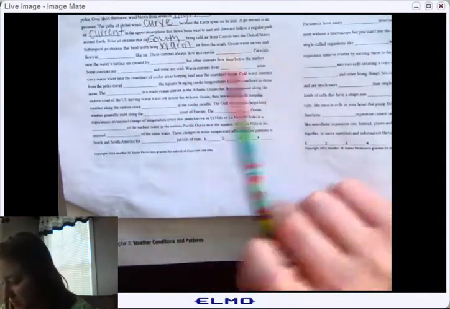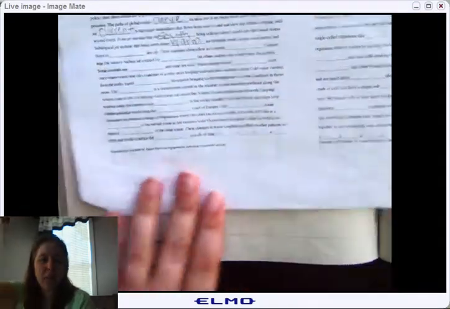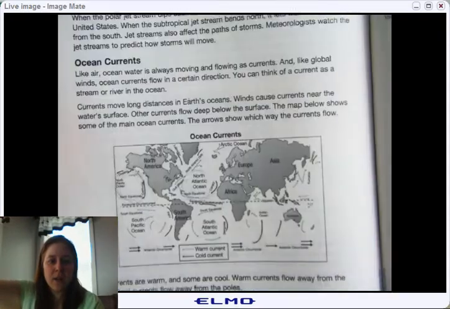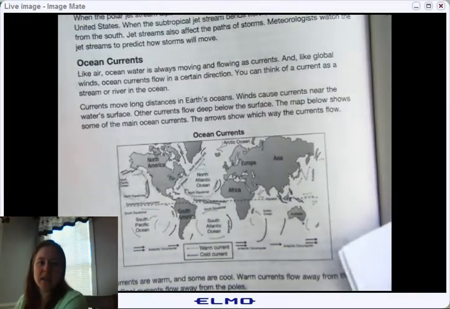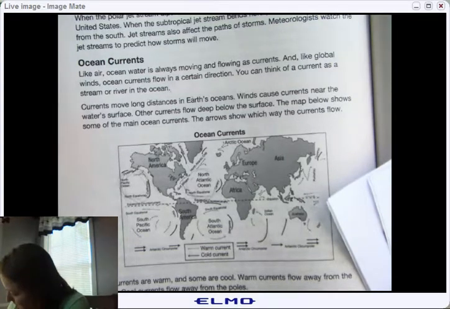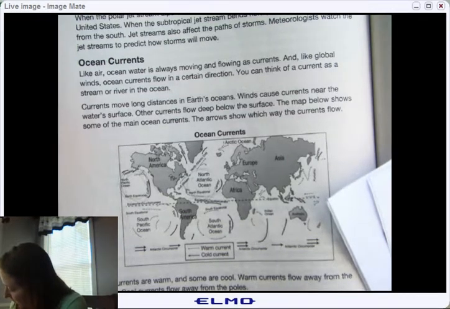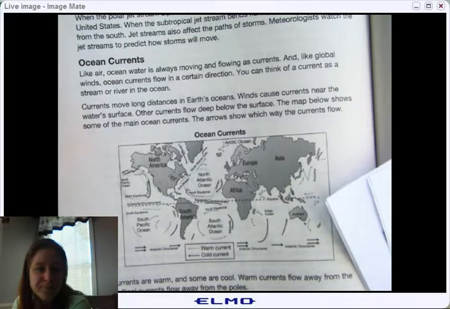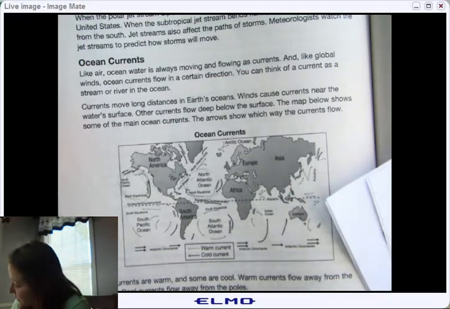So, ocean water moves and flows in blank like air. What does ocean water move in? It moves in currents like air. These currents always flow in a certain, right there, second line, certain direction.